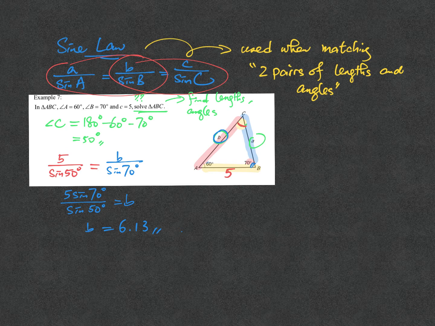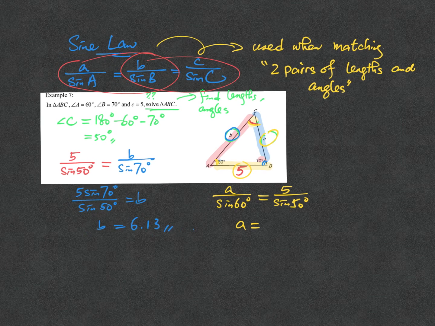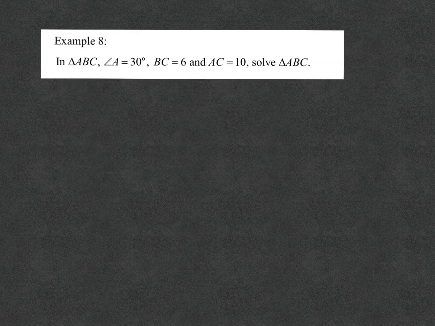Similarly, we can match a and the 60 degrees. So you have a over sine 60 degrees equal to, of course, we use the old one, 5 over sine 50. This time you can omit the step by just using the calculator, 5 sine 60 over sine 50, which gives you 5.65. And we finally finish the question of solving triangle ABC.